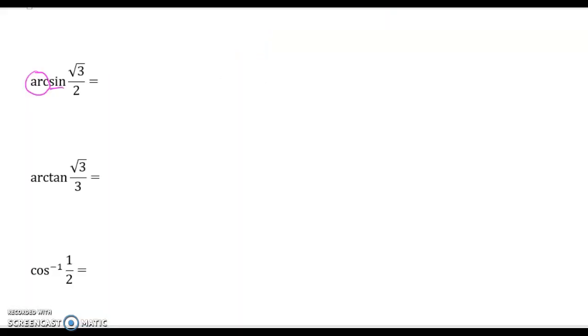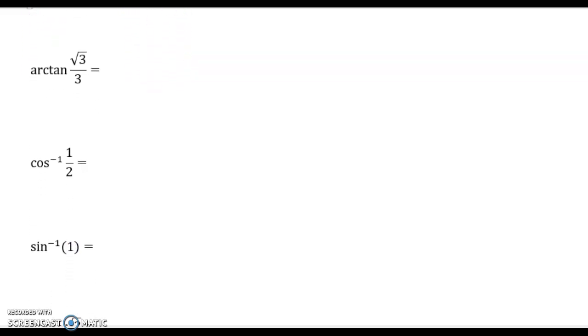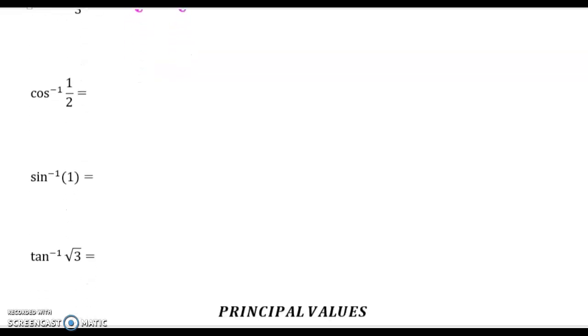So we have pi over 3 and 2 pi over 3. All right, arc tangent, square root of 3 over 3. What angle has a tangent value of square root of 3 over 3? Well, that would be a 30, which is pi over 6, and that would also be a 210, or 7 pi over 6.